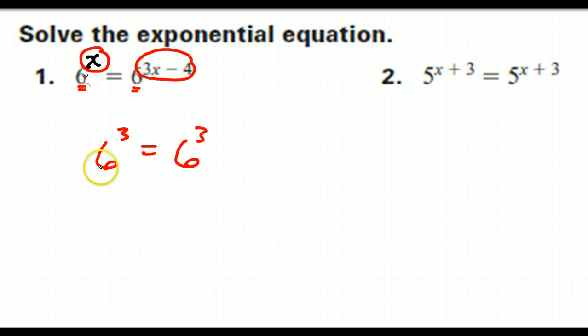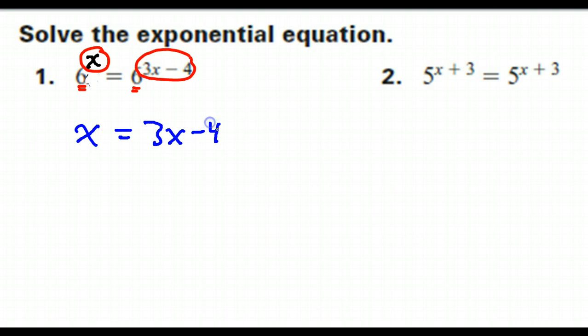It wouldn't make sense to have 6 to the third power over here, and then have 6 to the fourth power over here, and yet I'm claiming that they're equal. So, common sense tells you that if the bases are equal, the exponents are going to have to be equal. That's the only way. Since the bases are equal, the exponents are going to be equal. So that means x has to equal 3x minus 4.